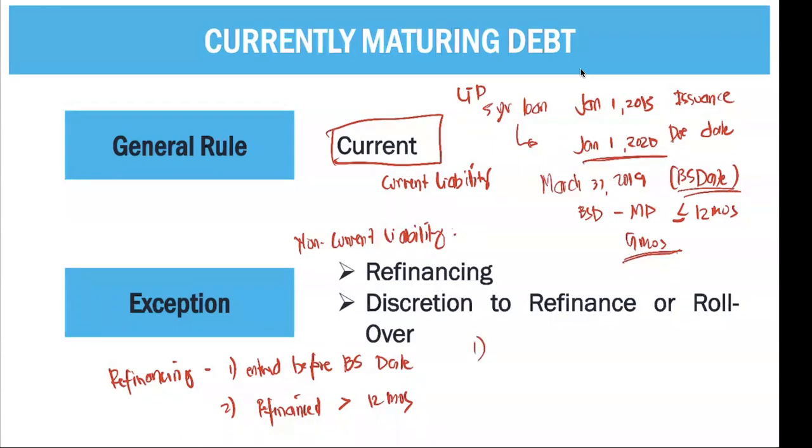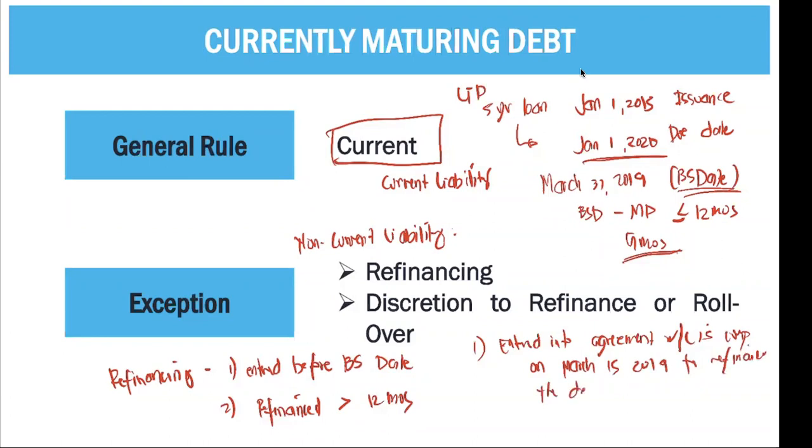So one example is that you entered into an agreement, which was completed on March 15, 2019, to refinance the debt to be due on January 1, 2022. Okay? So take note, when is there a valid refinancing? It must be entered before balance sheet date. When did we enter into the agreement? We entered into the agreement on March 15, 2019.